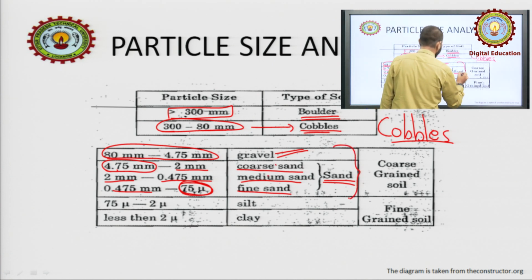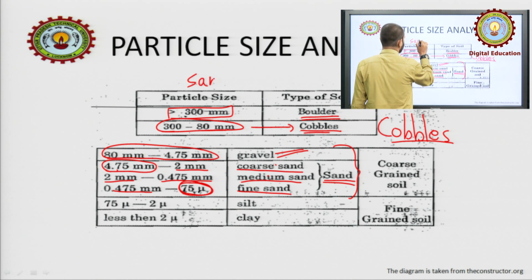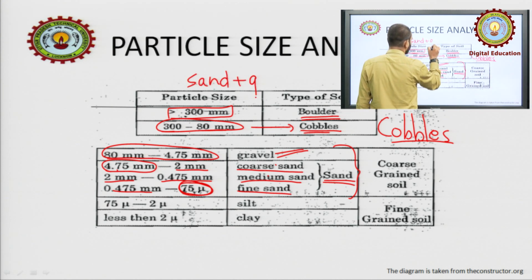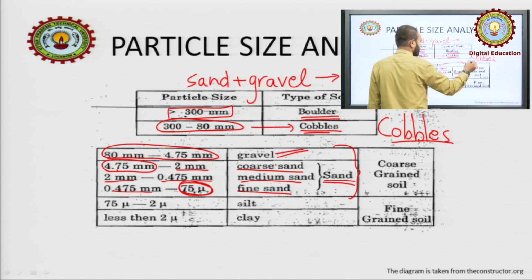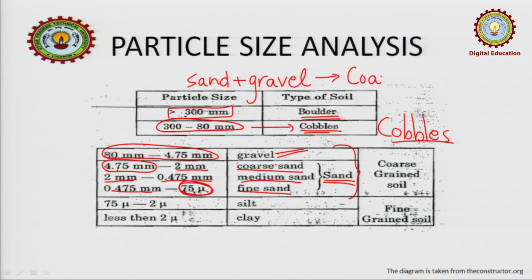Sand plus gravel, what will this give you? Coarse grained soil. This will give you the coarse grained soil.